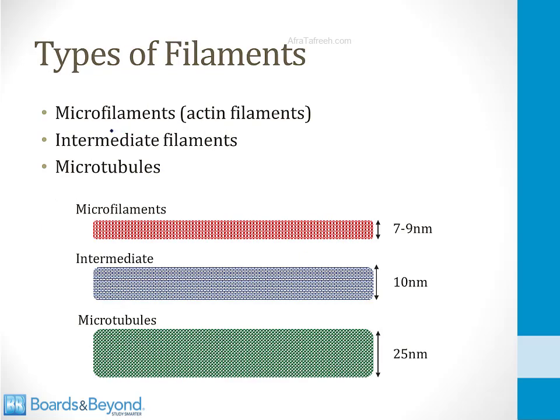There are three types of filaments that make up the cytoskeleton. Microfilaments, which are also called actin filaments, are the smallest. They're about 7 to 9 nanometers in width. Intermediate filaments are slightly larger, as their name implies, and microtubules are the largest of the filaments. They're about 25 nanometers in size.